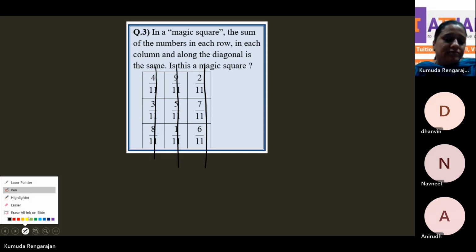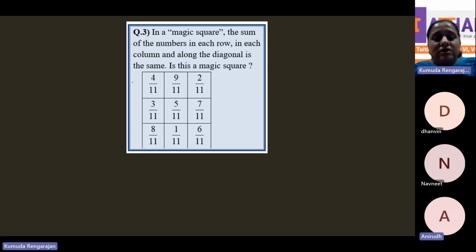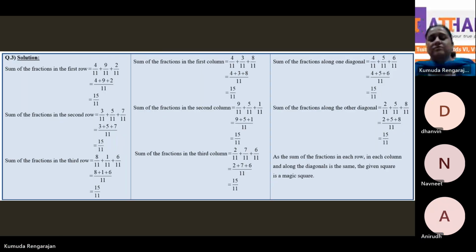Then you must find the sum of all the fractions along this diagonal and the sum of all the numbers along the other diagonal. If in all the cases you have the same answer, then the square is a magic square. Ma'am, it's a magic square, I found. Okay. So this is how you should present your answer.